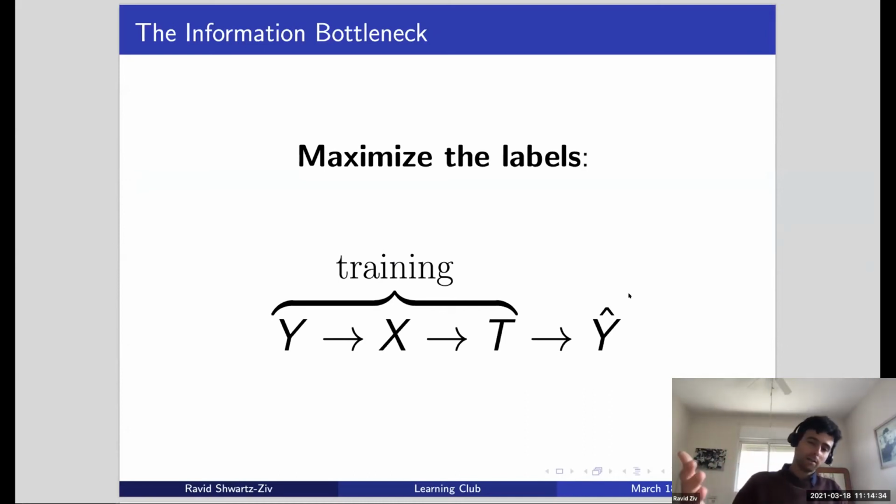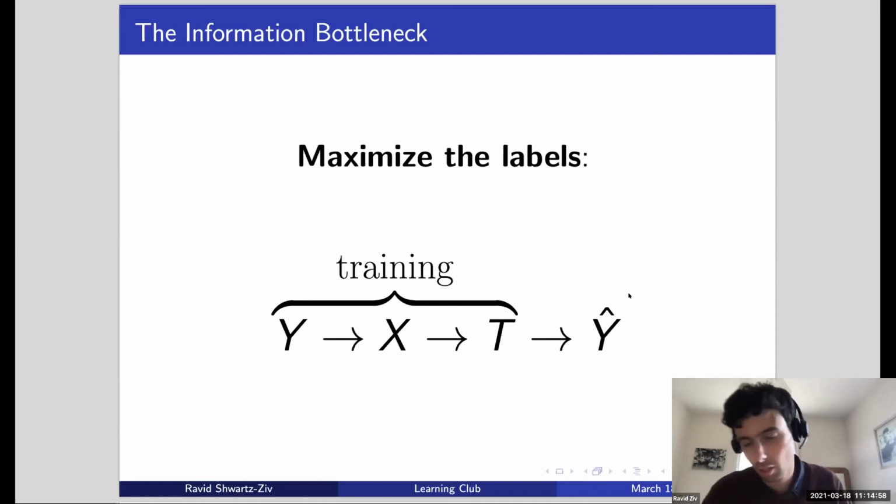Remember now that we have X and we have the labels Y and we have our representation T. The information bottleneck tries to maximize the information of our representation or model with the labels, and we ignore the predicted labels. We are assuming that it's an optimal Bayes decoder, and we ignore this random variable, the predicted labels.